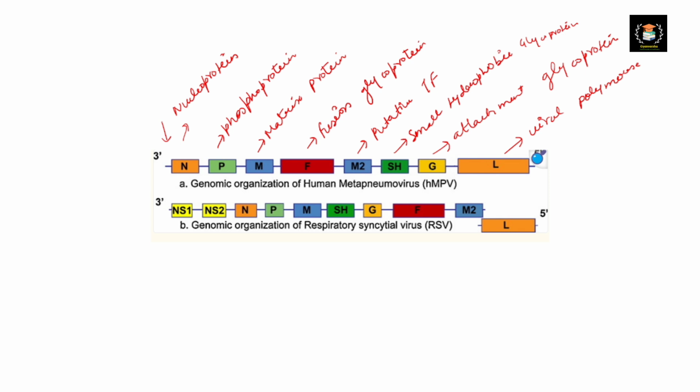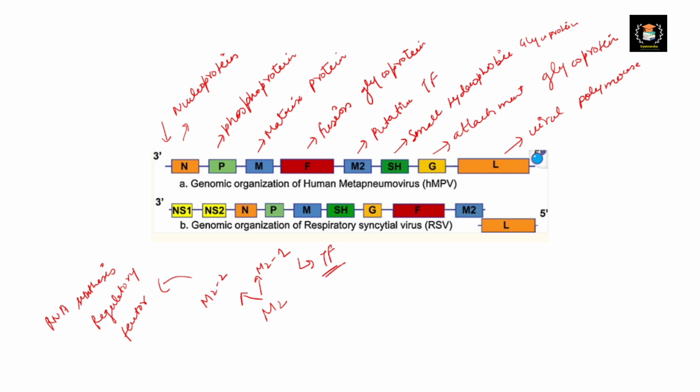I can tell you how these 9 proteins will be. N, P, M, F. M2 will be further classified into M2-1 and M2-2. So we have N protein, P protein, M protein, F protein, M2-1 protein, M2-2 protein, SH protein, G protein and L protein. I hope you are understanding this much. This M2-1 protein is a putative transcription factor, while M2-2 protein will help in RNA synthesis as a regulatory factor.